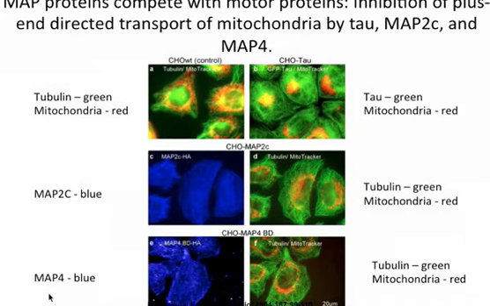And you can see that the red is stuck in the middle. So when they're overexpressing their MAP proteins, it's binding to the side of the microtubules and inhibiting motor proteins from getting by. It's like throwing a bunch of logs on the train tracks.